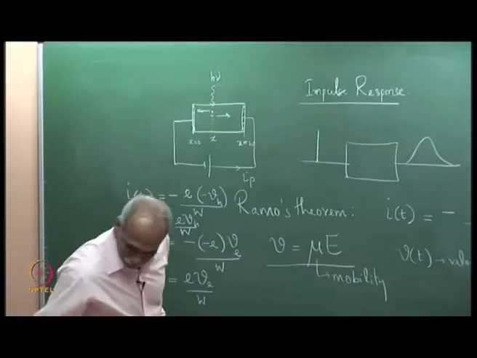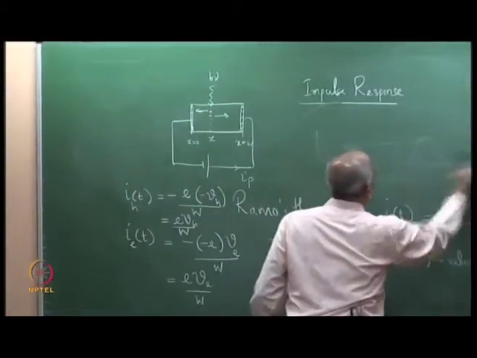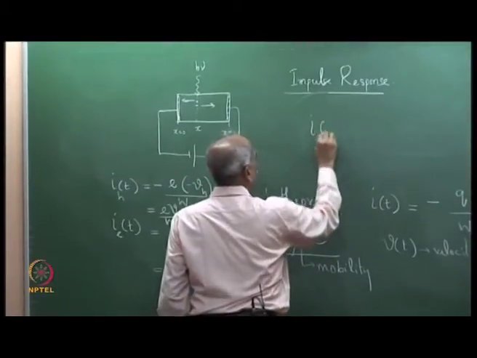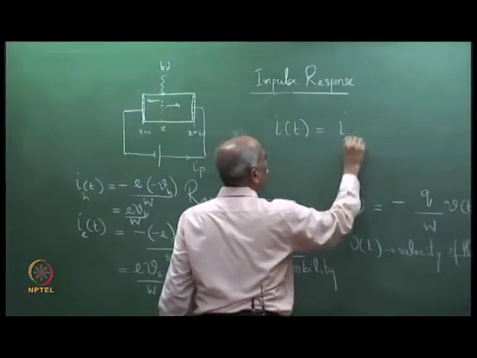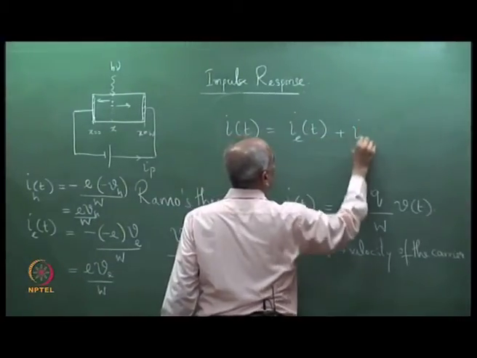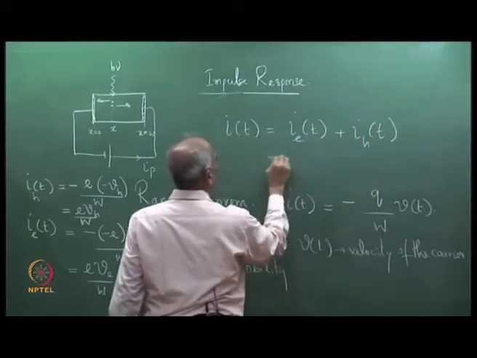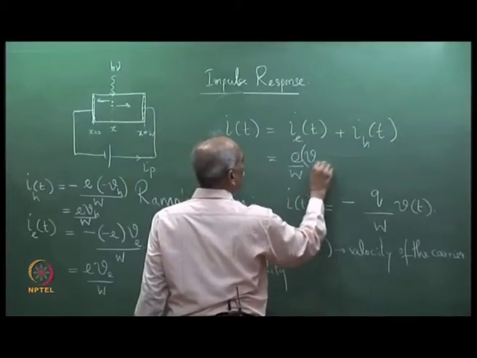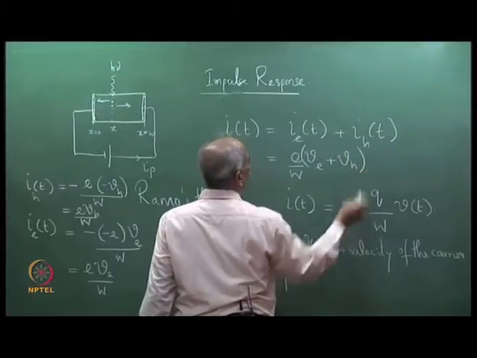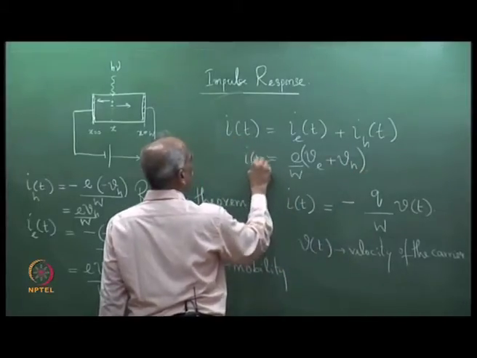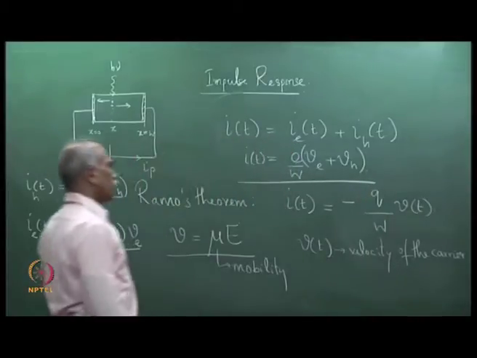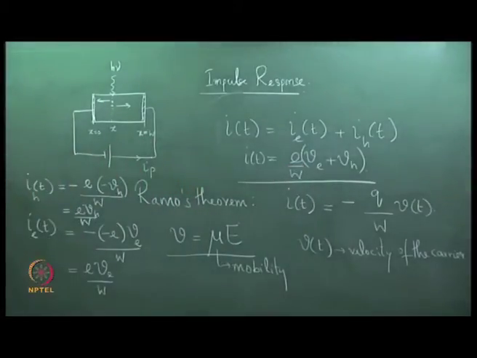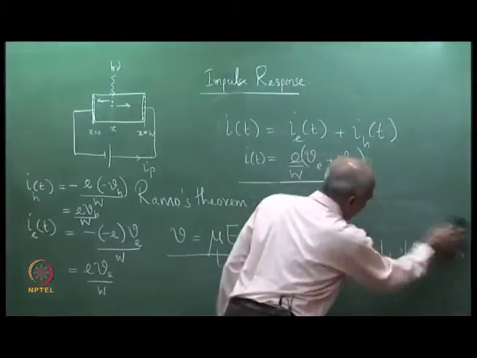The total current in the external circuit I of t is equal to I e of t plus I h of t, which is equal to e by W into V e plus V h. This is the current I of t in the circuit. The photocurrent is equal to e divided by W, into V e plus V h. Is that all right? Okay.